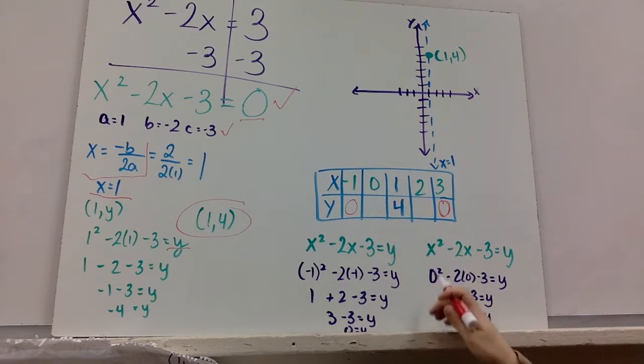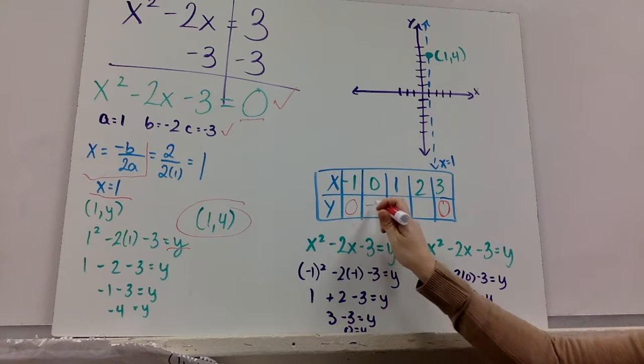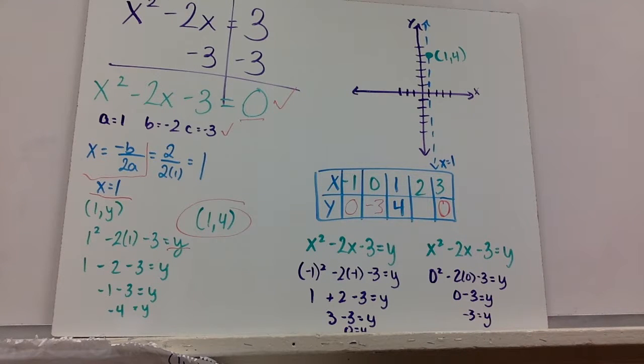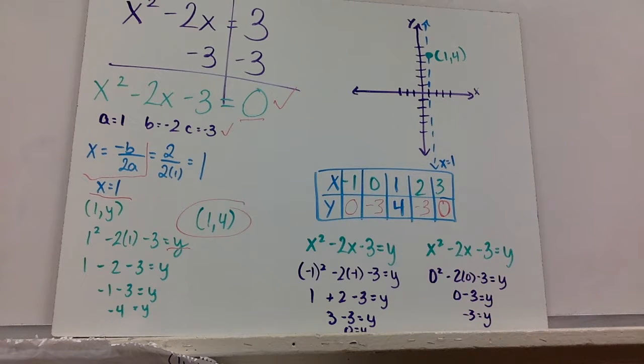Now I plug in 0. 0 squared is 0. -2 times 0 is 0. 0 and 0 is 0. 0 minus 3 is -3. So I have that value there, -3, which makes this value also -3. Oh, I see what I did there.